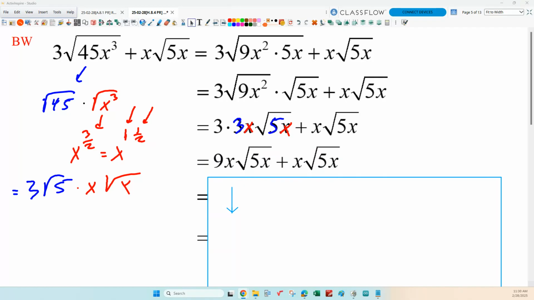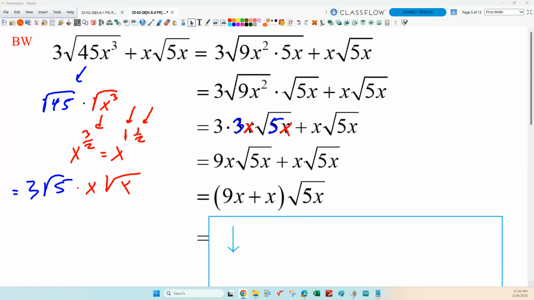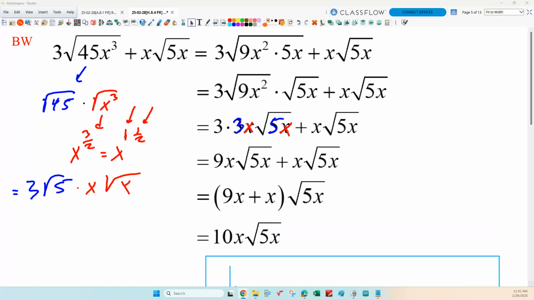All right, so how many do I get then? How many square roots of 5x do I get? I get 9x of those plus x of those, which is how many? 10x, yeah. And a good way to think about that is, I've got 2 terms. The common factor that I could factor out would be a square root of 5x, which leaves behind 9x plus x, right? So I end up with a product of the factors 10x times the square root of 5x, okay?